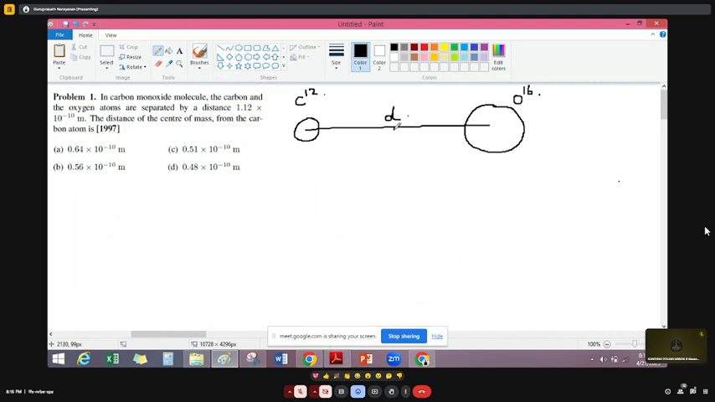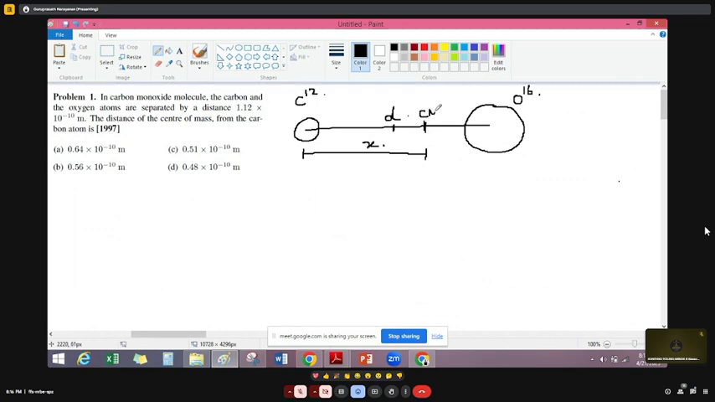So that means the center of mass is not going to be at the center. It's going to be slightly shifted towards the heavier mass. Intuitively you should know, even before you start the problem, that the center of mass is not at the center. It's going to be slightly this way. Only if these two are equal, then it will be at the center. Distance of the center of mass from the carbon atom, so let's take it as x. The distance is given as 1.12 into 10 power minus 10 meters, which is angstrom.